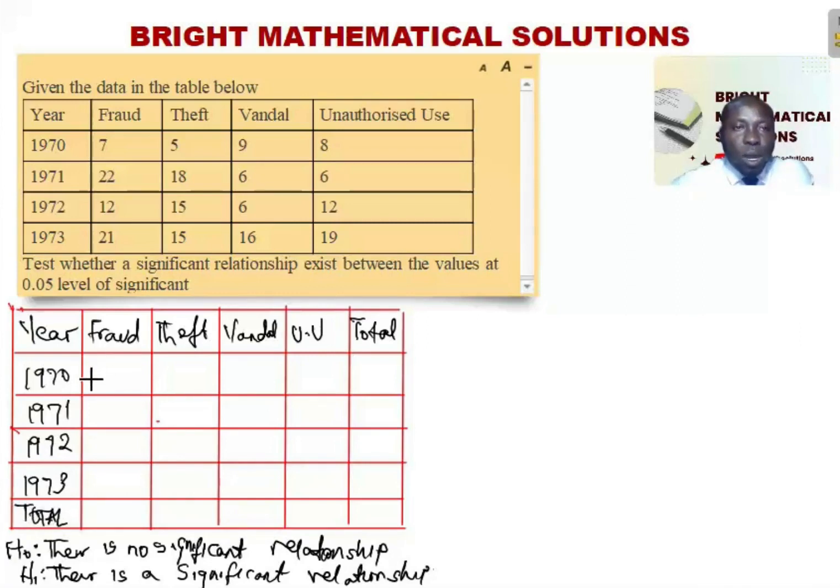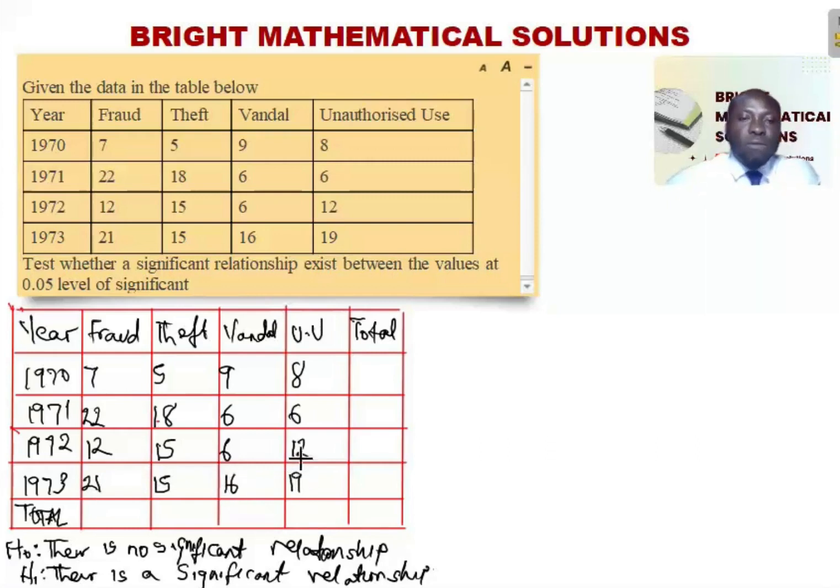So let us come here. So here we have 7, 5, 9, 8. So here we have 22, 18, 6, 6. 12, 15, 6, and 12. So we have 21, 15, 16, and then 19.